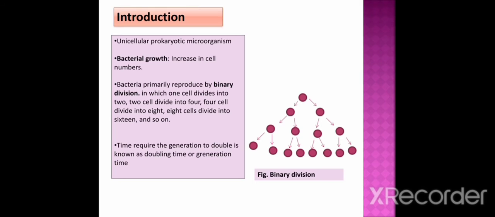Bacteria primarily reproduce by binary division, in which one cell divides into two cells, divide into four cells, divide into 8, and so on. The time required for the generation to double is known as doubling time or generation time. In my previous video, I have already discussed some mathematical problems on generation time or doubling time. Here the figure of binary division is shown.